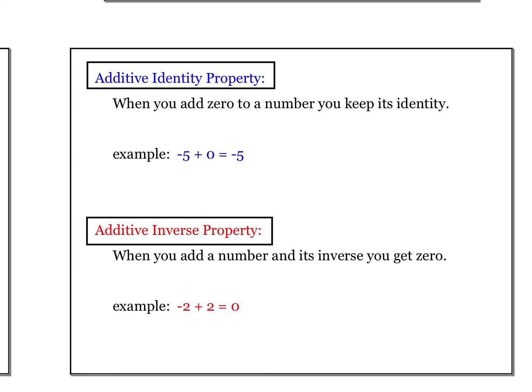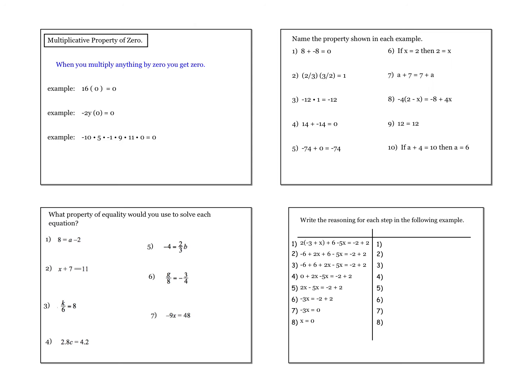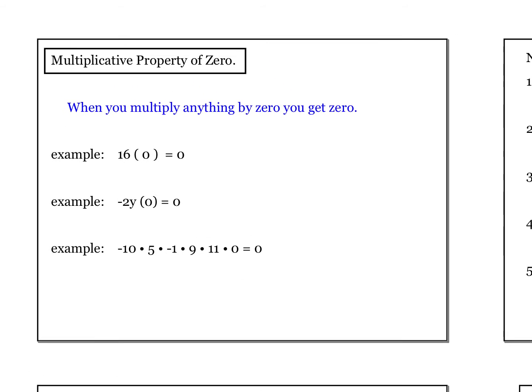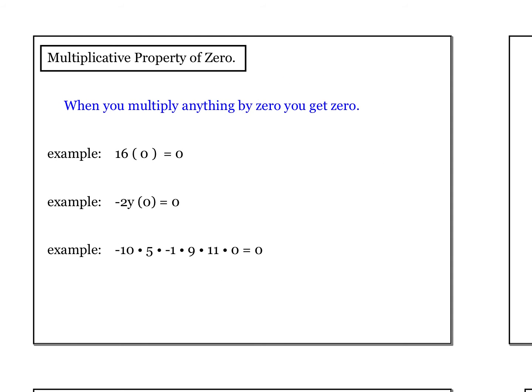Additive identity property. What do you add to a number to keep its identity? You add 0. So that is the additive identity. We have the additive inverse property, like -2 plus 2. Let's go to the next page. Multiplicative property is 0. Multiplying by 0 gives you 0.